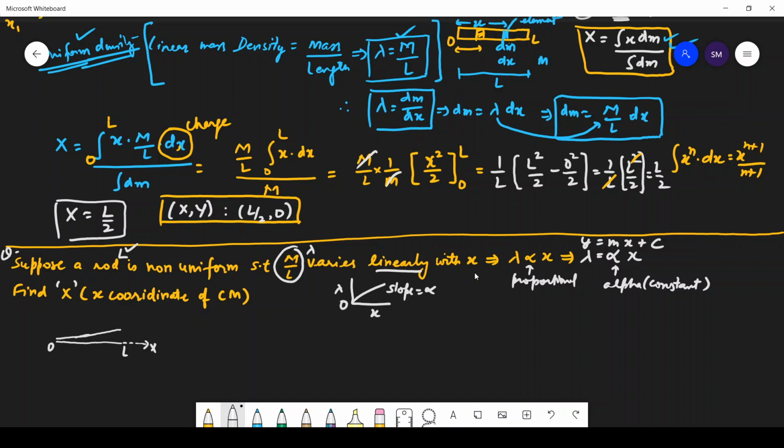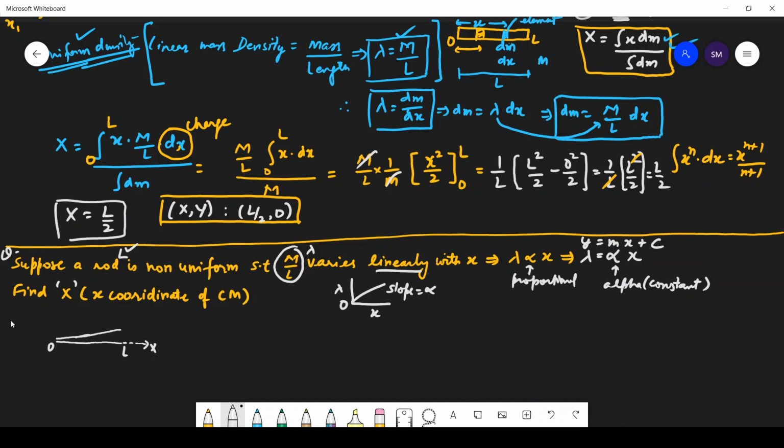And here, as you see, this linear relation means that if you draw a graph between x and lambda, you will get a line with a constant slope. Mathematically also, lambda equals alpha into x, like y equals mx plus c, so alpha is the slope.